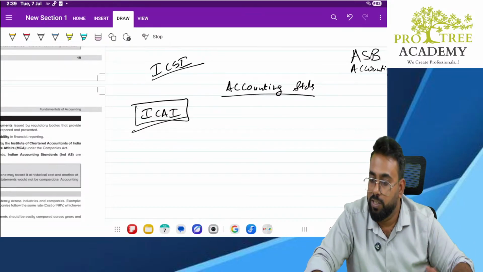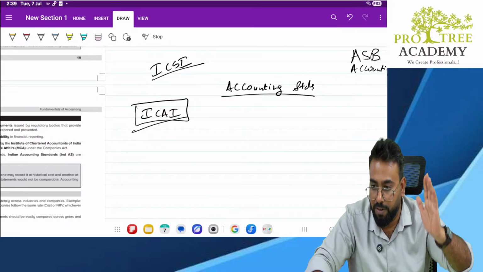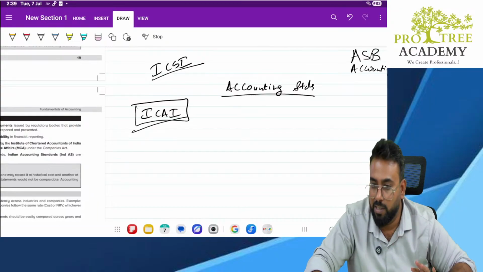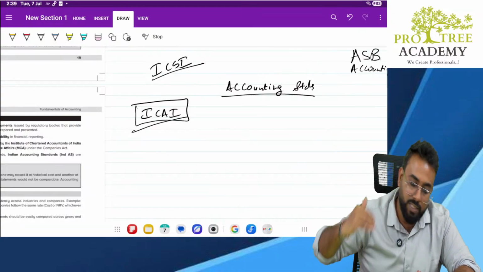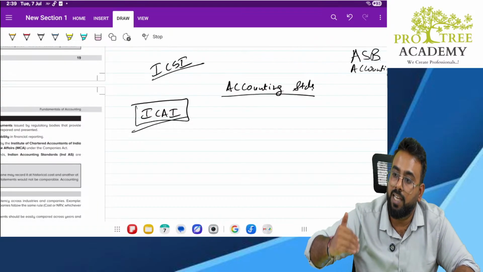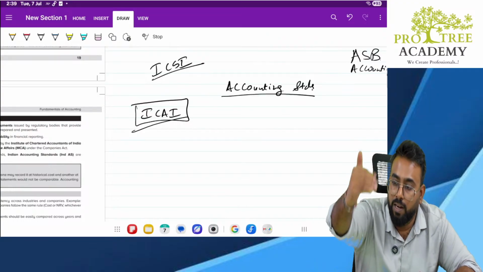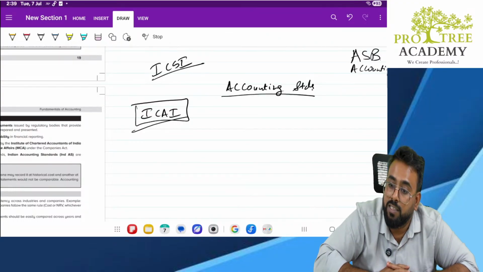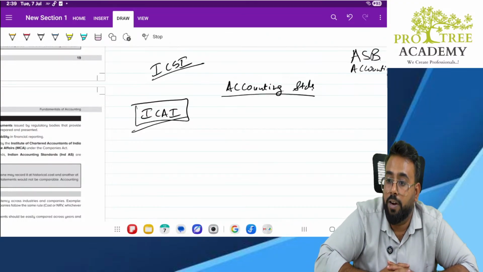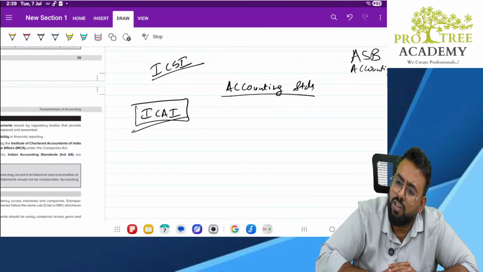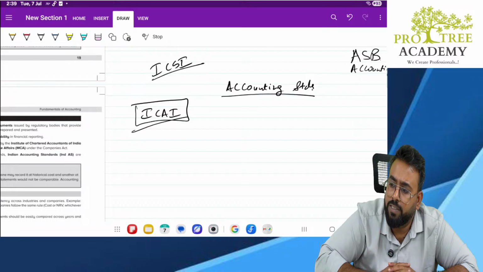Now the institute will recommend it to NFRA. See, these are the accounting standards. NFRA will go through those standards, and if it is okay, they will release them. This is done for an organization which will get covered under the Ministry of Corporate Affairs. Sir, which organizations get covered under the Ministry of Corporate Affairs? Can you tell me?